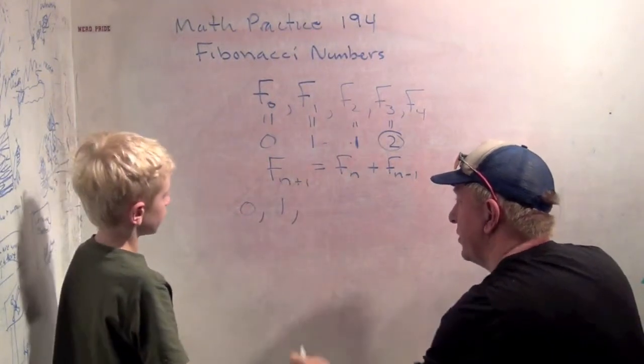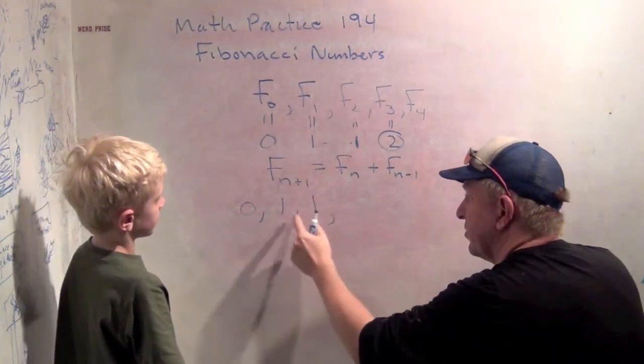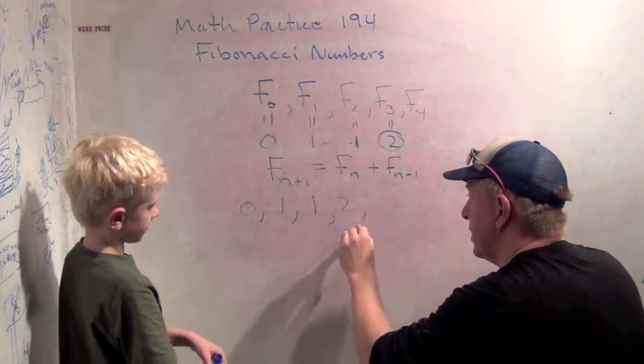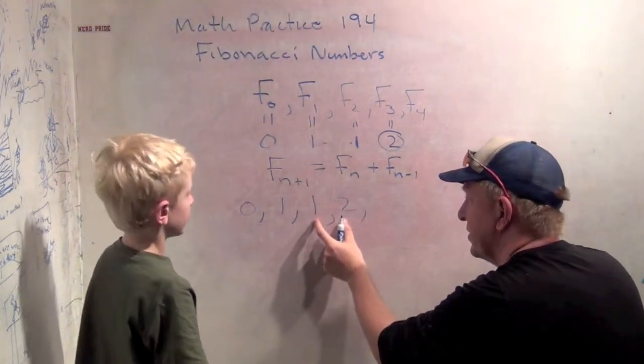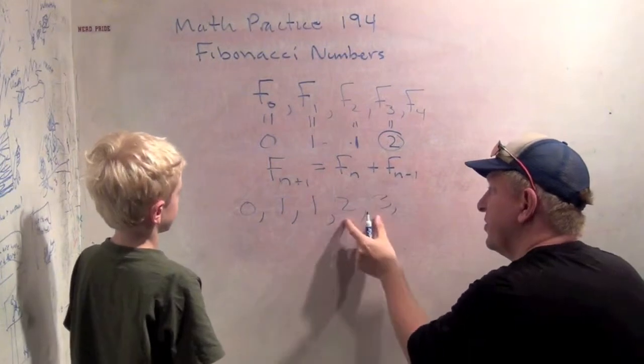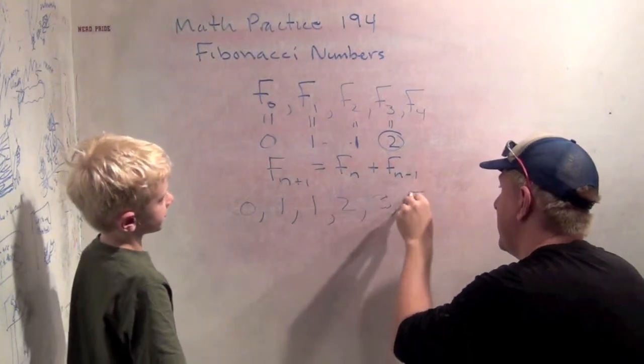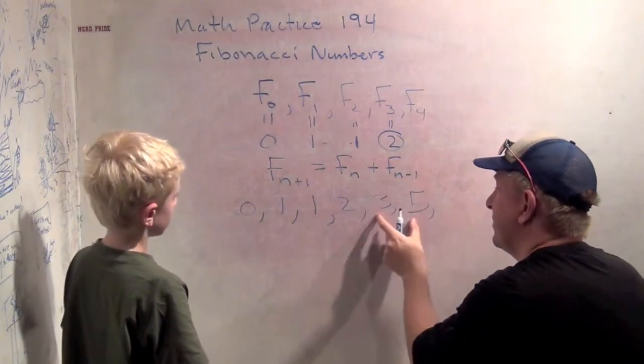0 plus 1 is 1. I add the previous 2. 1 plus 1 is 2. 1 plus 2 is 3. 2 plus 3 is 5. 3 plus 5 is 8.